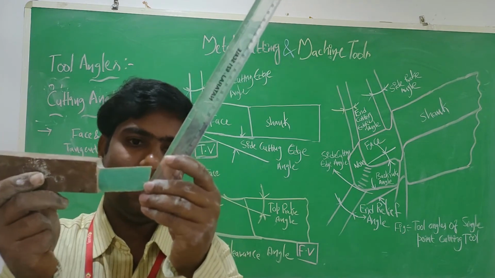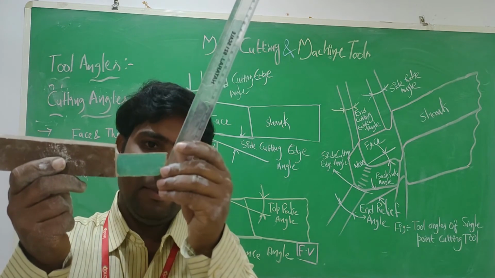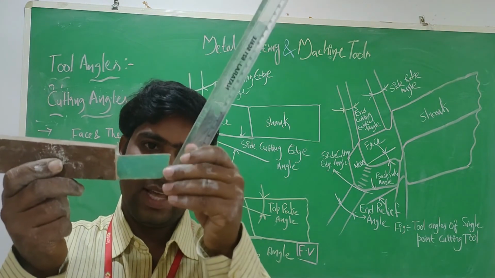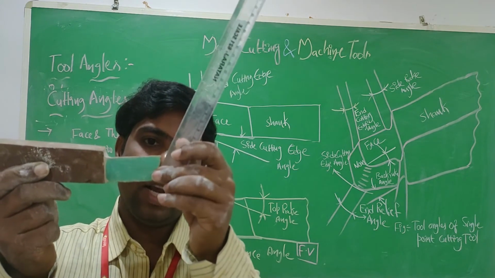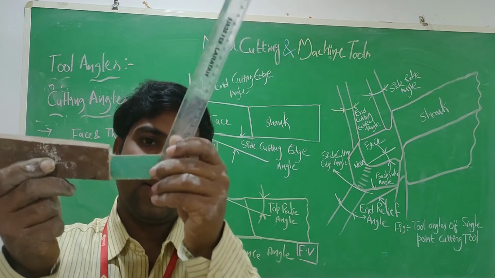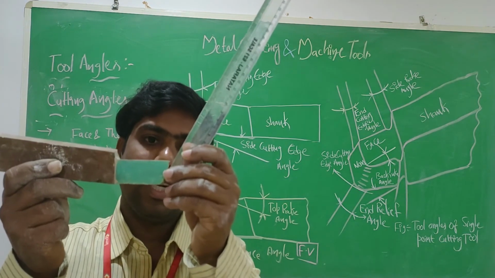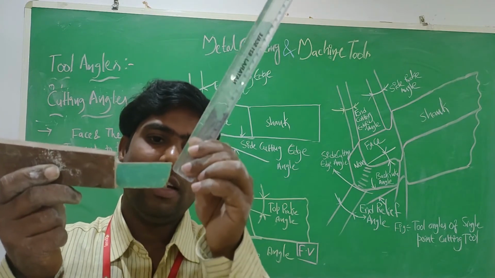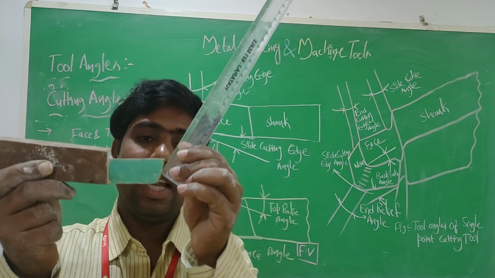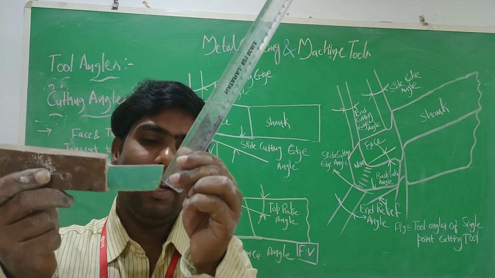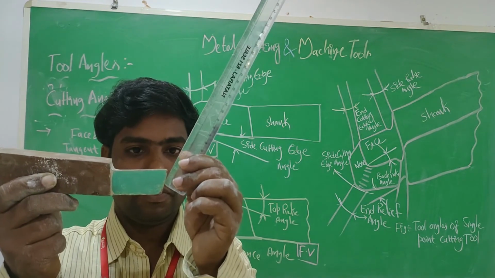In top view I am showing you. This is the top view, right? The angle between the face of the tool and the end portion of the flank is called the end cutting edge angle. Friends, one more time: it is the angle between the face of the tool and the end portion of the flank that is called the end cutting edge angle, when we are seeing from the top view.